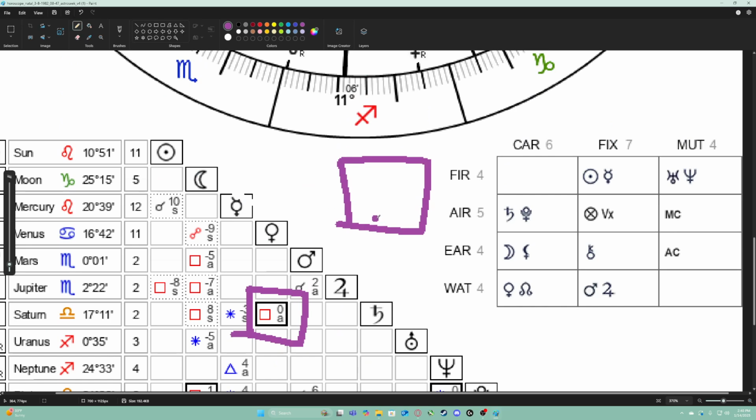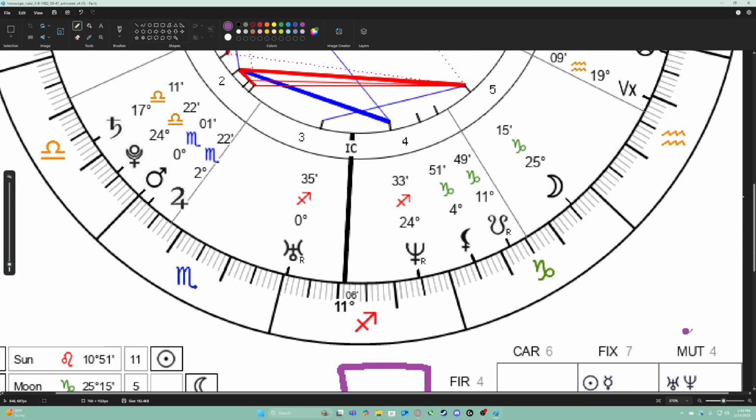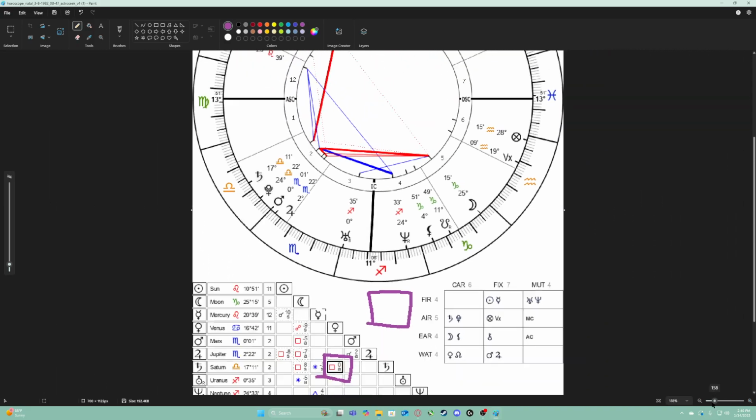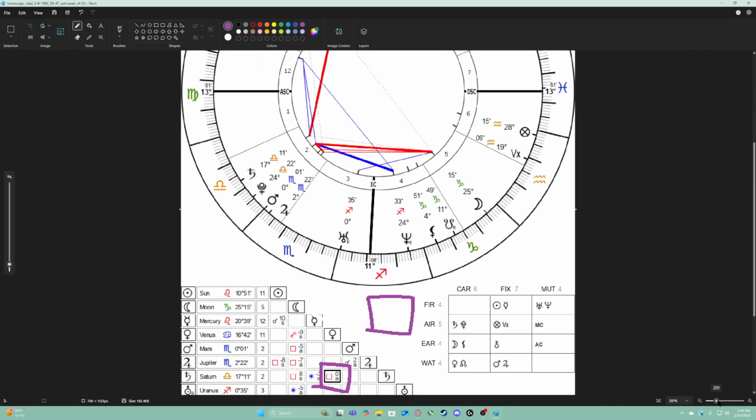I would say square energy is difficult. It is more difficult than opposition. It can be friction between the two energies. It can cause tension overall. It is generally a difficult time between these two themes, right? Whatever the planets or signs are involved. So I didn't mean to zoom out that much.